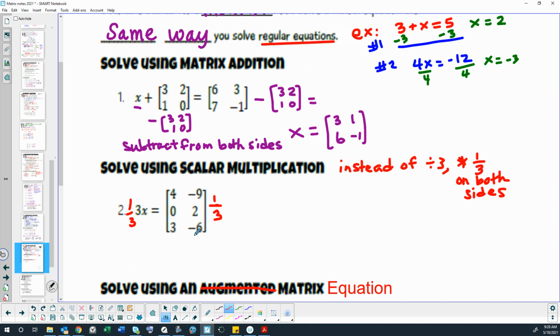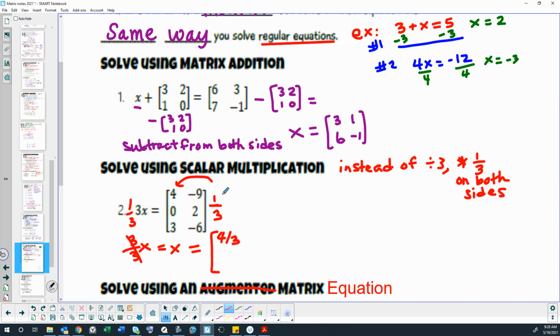Okay, so I'm multiplying by 1/3. 1/3 times 3 cancels out that 3 because 3/3 equals 1, correct? So if we have 3/3 x, we actually just have 1x. So 3/3 x is just the same as x. Then we take this 1/3 and multiply it through each of the numbers in this matrix. So 4 times 1/3 would be 4/3. And -9 times 1/3 would be -9/3.